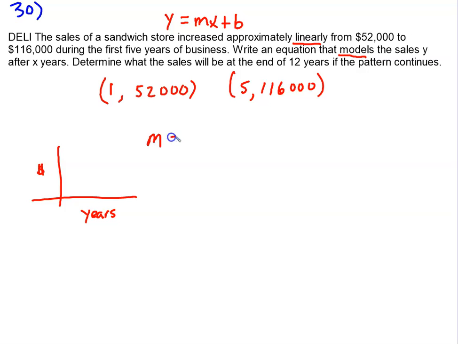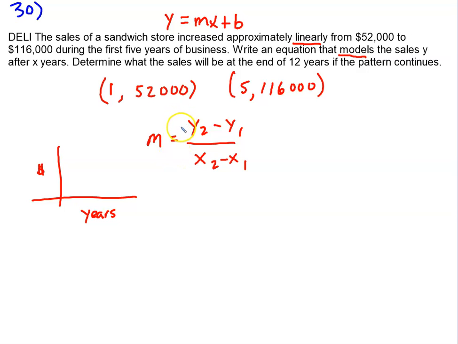So just use your slope formula and then choose either one of these points, once you've found the slope, to plug in for x and y, and you're going to need to solve for b. So do just exactly like you did on the previous problems, except this is a real life situation. Okay, so I hope that gives you enough.